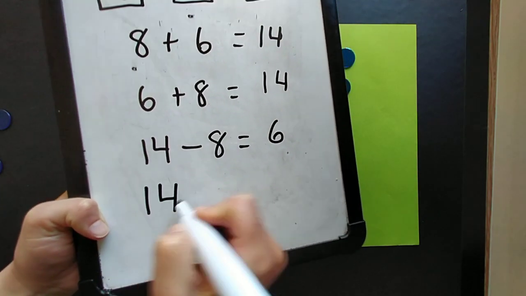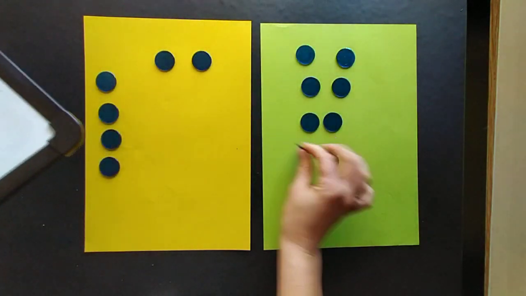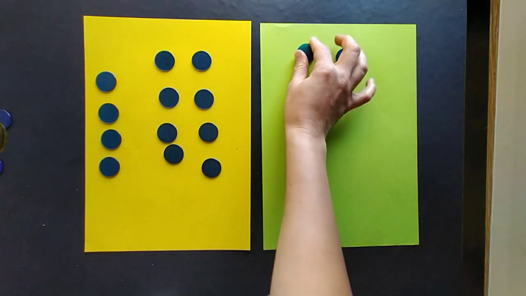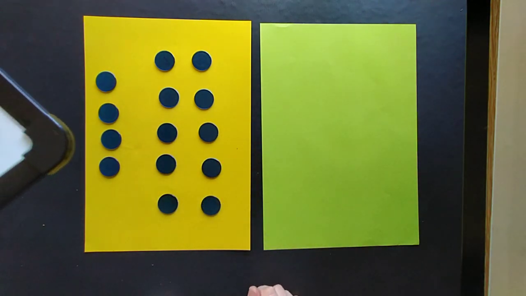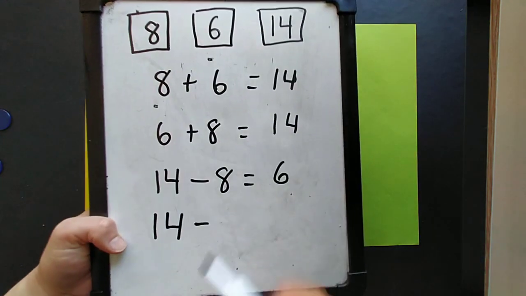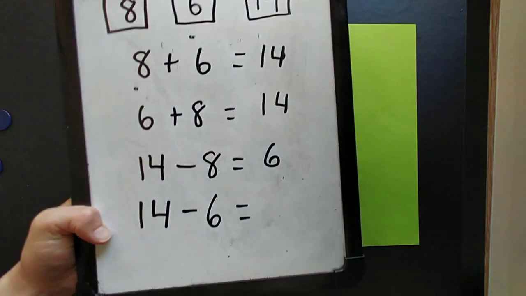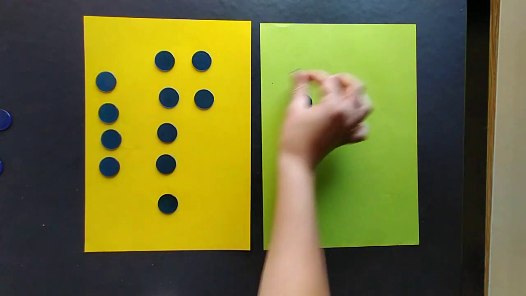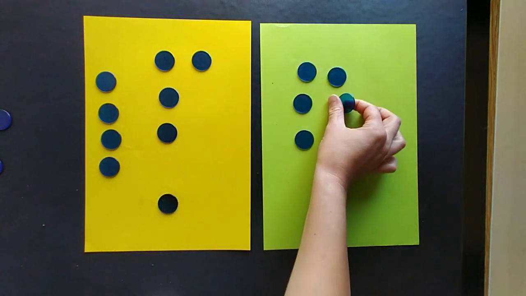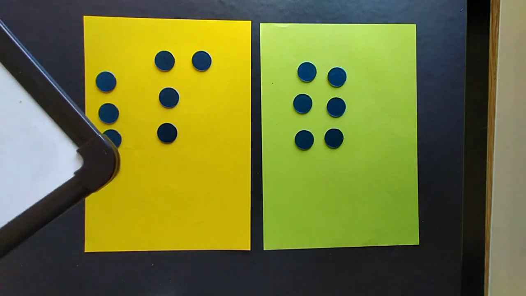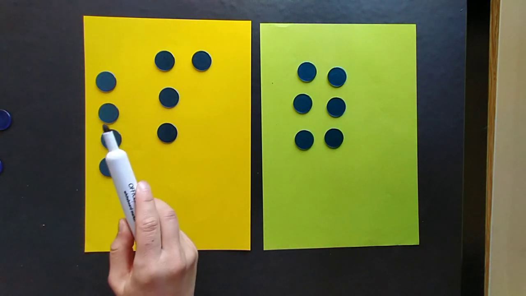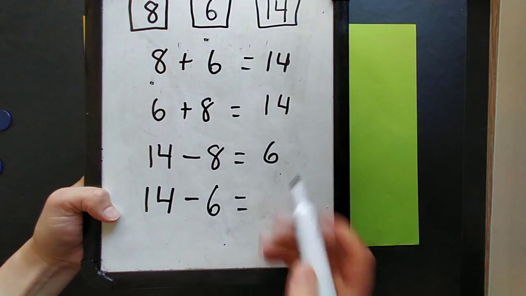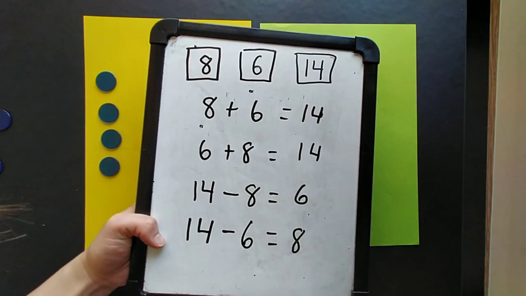And last one, last subtraction, starting with the big number, 14. This time we'll take away the 6. What do you think it is? 1, 2, 3, 4, 5, 6. How many's here? 4, 4. That's 8. 14 take away 6 equals 8.